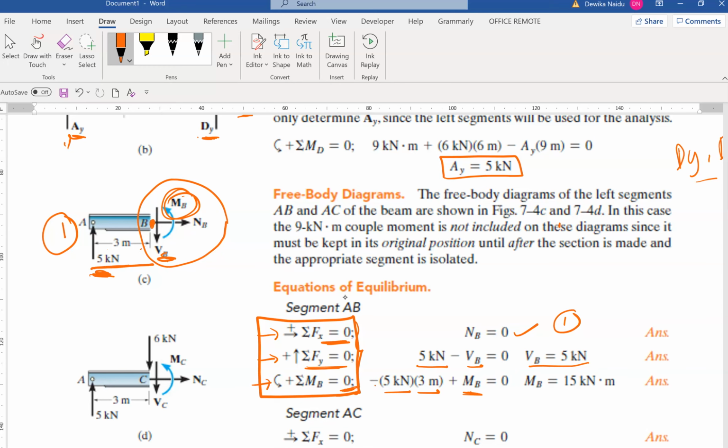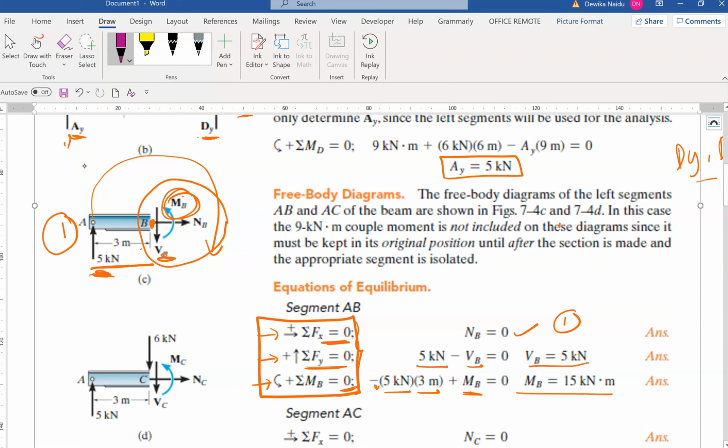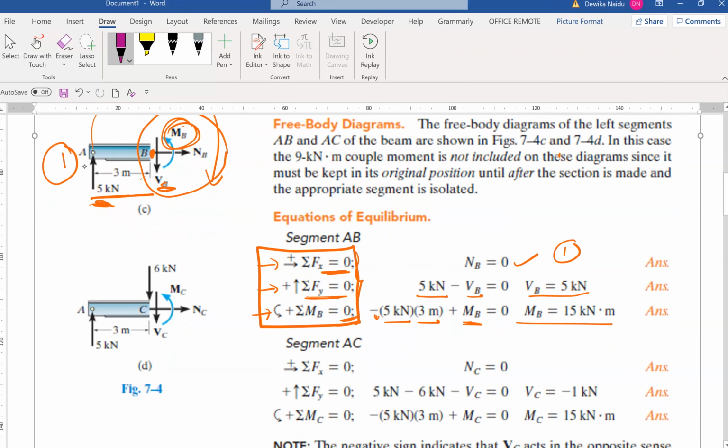So how did you get the value as negative? Because this is actually going clockwise around point B. So that's the reason why this is negative. When you solve it, you get your MB as 15 kilonewton. Okay, so I hope you can understand. So the next part would be to solve for segment AC.